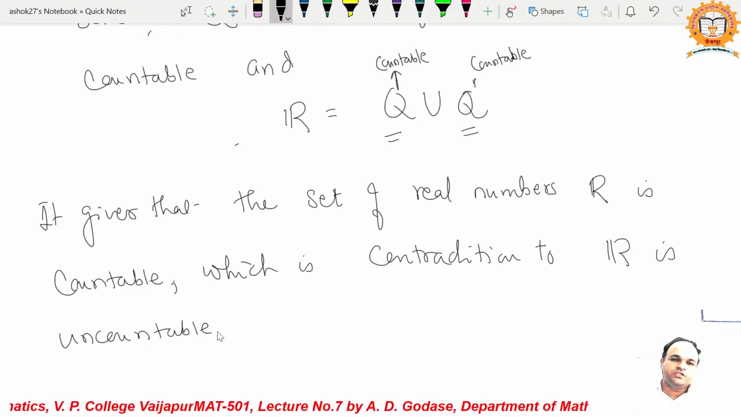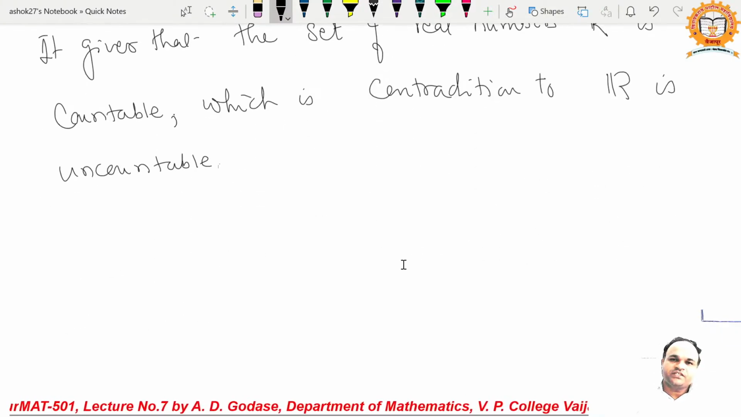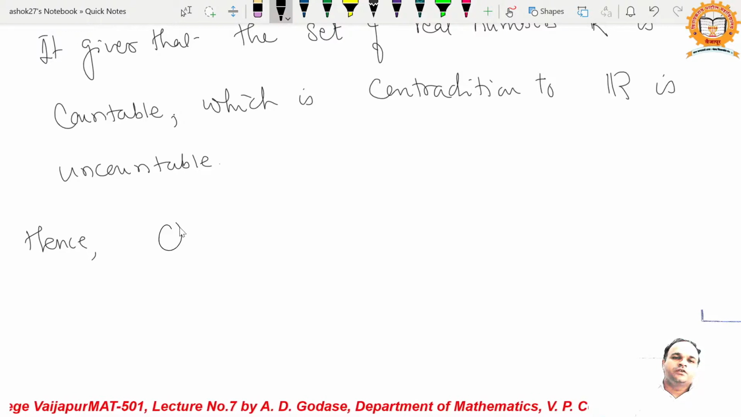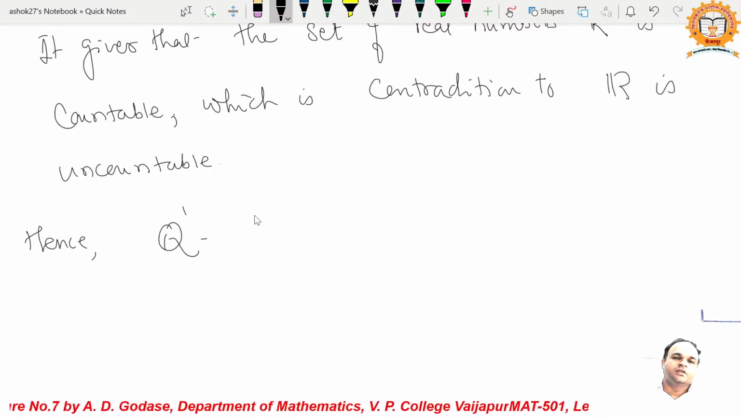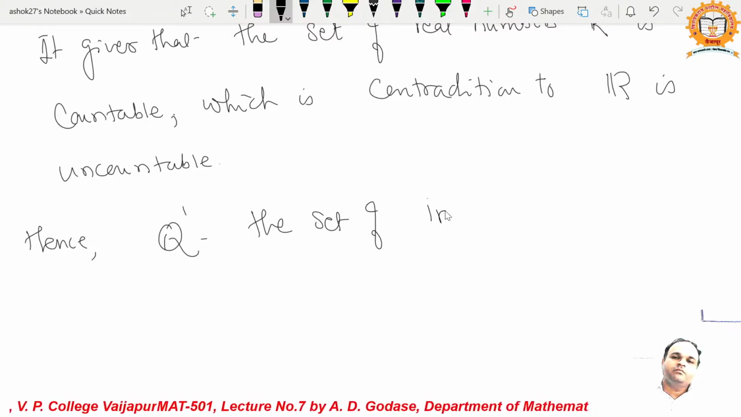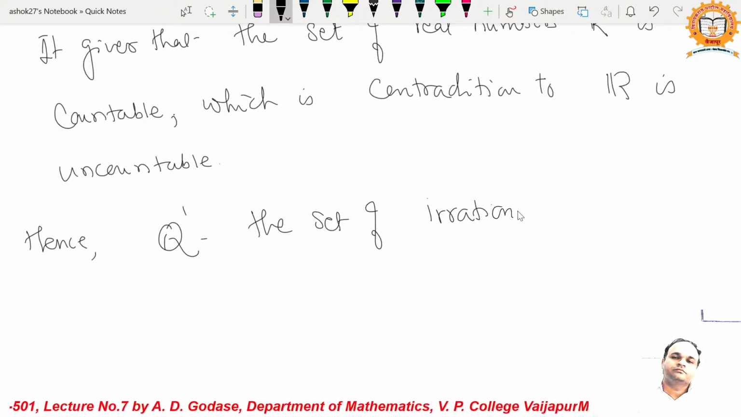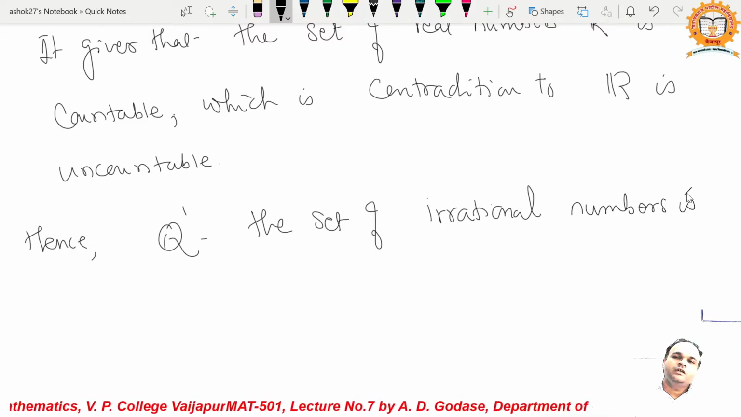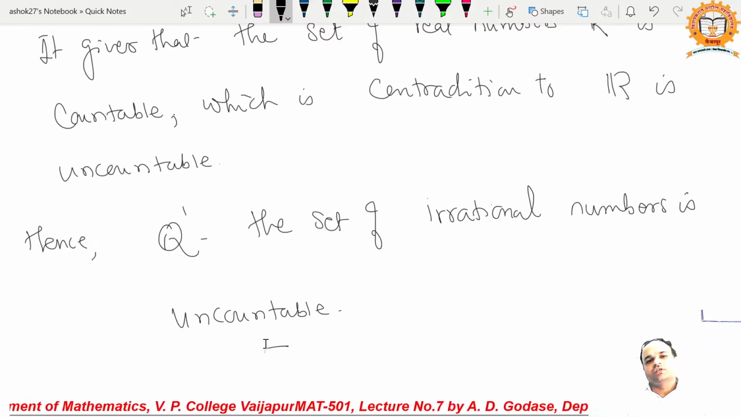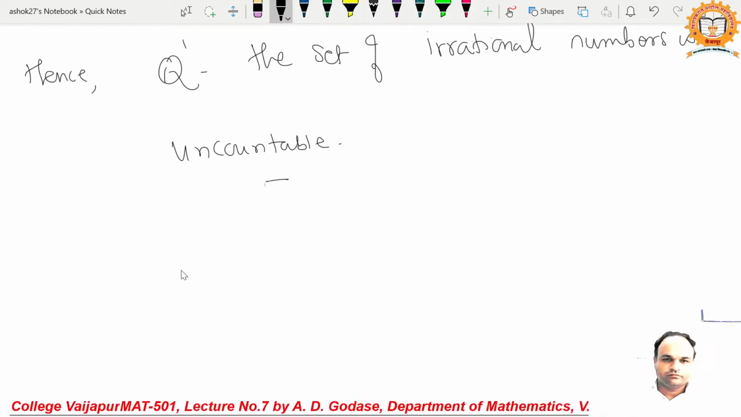Hence our assumption is wrong, that is, that the set of irrational numbers is countable. Hence Q dash, the set of irrational numbers, is uncountable. So this is the proof of this corollary, and we'll stop here.